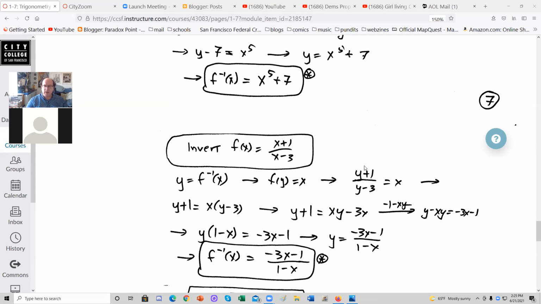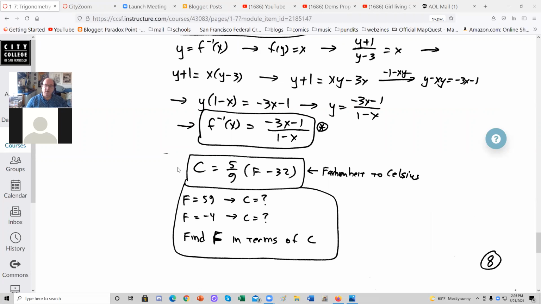(y plus 1) over (y minus 3) equals x. And then we undo it by multiplying by y minus 3. y plus 1 equals x times (y minus 3). Distribute the x, y plus 1 equals xy minus 3x. Move the xy to the left by subtracting it from both sides. Move the 1 to the right by subtracting it from both sides. So you get y minus xy equals negative 3x minus 1. These two terms have a common factor of y, so you remove it. y times (1 minus x) equals negative 3x minus 1. After division, you get y equals (negative 3x minus 1) over (1 minus x), and that's the inverse function.